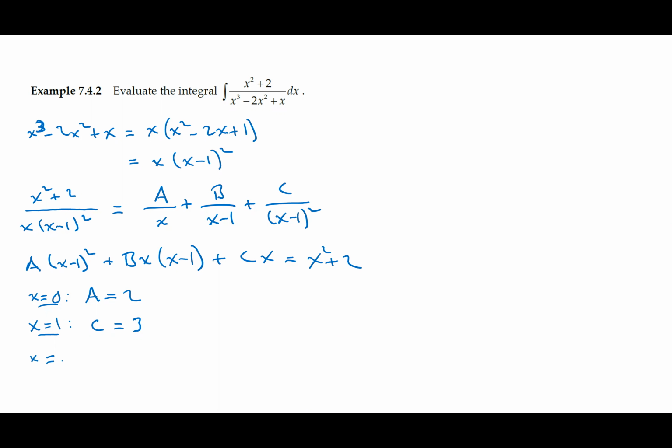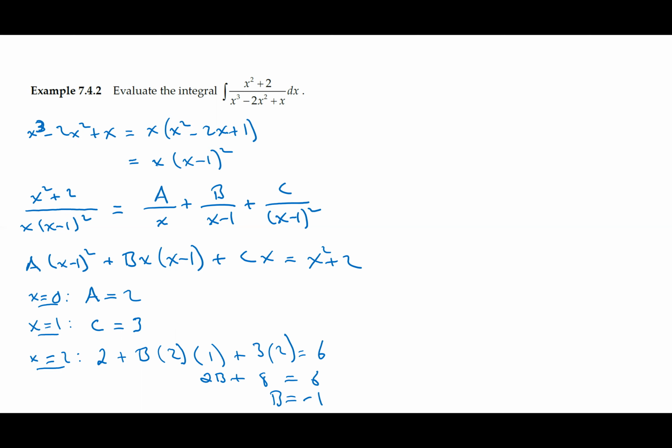So maybe we can let x be 2 just to simplify things a little bit. And so if x is 2, then we have a, which is 2, times (2 minus 1) squared plus b times (2 minus 1) plus, and then my c is 3, so 3 times 2, and this equals x squared plus 2, which is what, 6? Yeah, so what do we get over here? 2b plus 8 equals 6. So that's negative 2 divided by 2, b is negative 1.